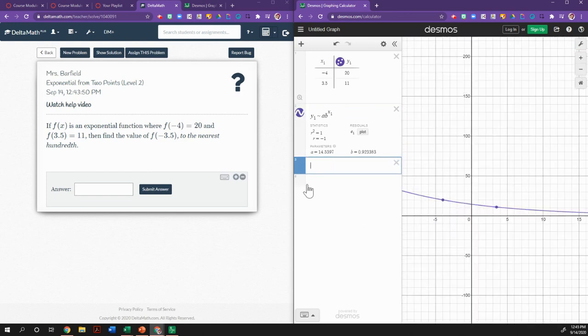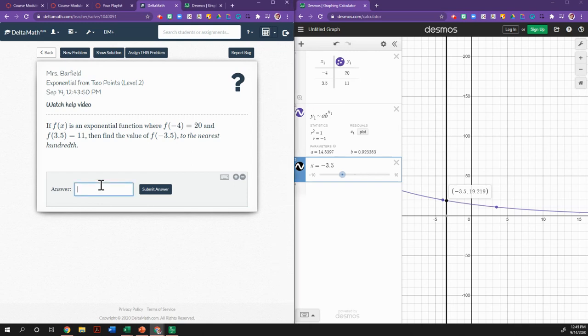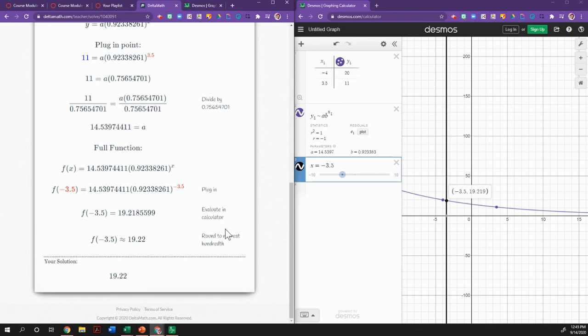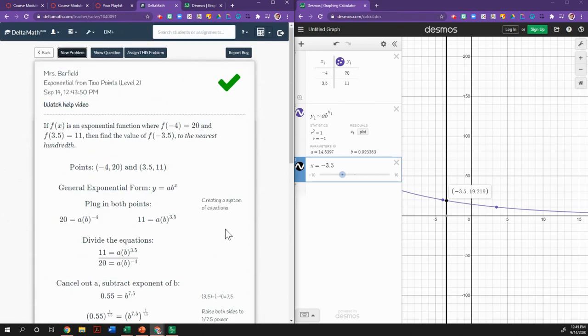I'm going to zoom back in. I just wanted to zoom out so you could see the shape. Now I want to know what happens when x equals, and I am typing in x equals because I don't want the calculator to think that it's y equals. So x equals negative 3.5, and there's where these two graphs intersect. My y value is 19.22 because I'm rounding to the nearest hundredth again. And there it is. I will be back in another video. Good luck.